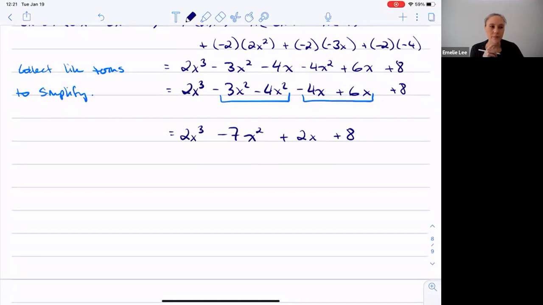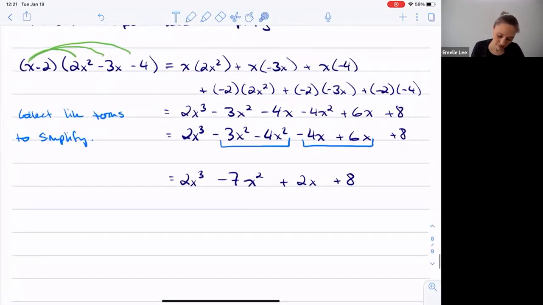Okay. Technically, what we did here is we factored out a common x squared, so x squared times -3 minus 4, and that's how we got to this -7, right? But if you want to think about it just as combining these coefficients, it's fine too.